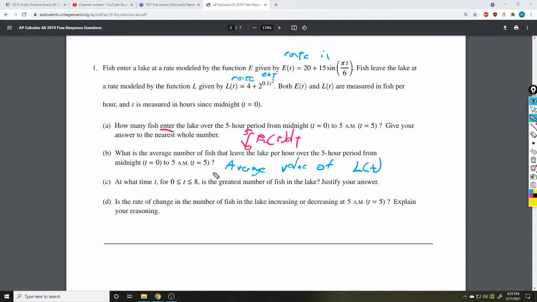For part C, we're being asked what time is the greatest number of fish in the lake. So that is asking for a maximum amount of fish in the lake.